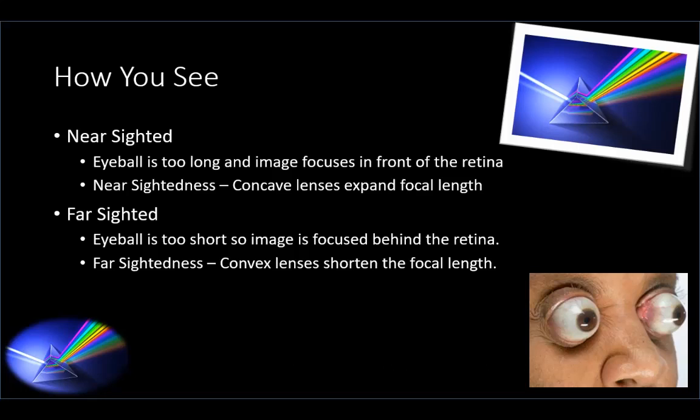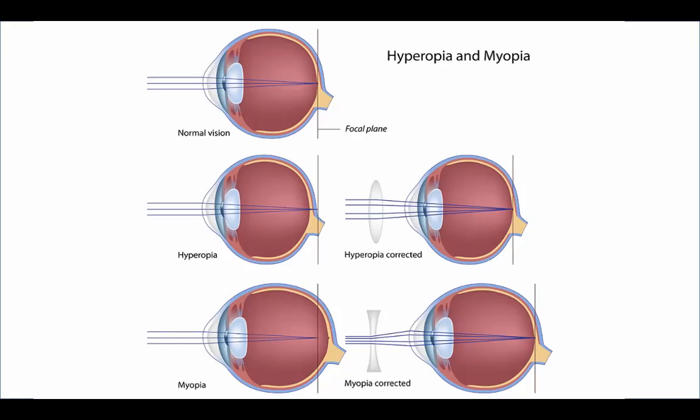If an individual is nearsighted, that means the eyeball is too long and the image focuses in front of the retina instead of on the retina. So nearsightedness can be corrected using concave lenses to expand the focal length. However, if you're farsighted, the eyeball is too short, and so the image focuses behind the retina. Farsightedness can be corrected by a convex lens, which shortens the focal length to place the image on the retina. Okay, so with normal vision, the light rays converge at a point right on the retina, so you get a nice clear image.